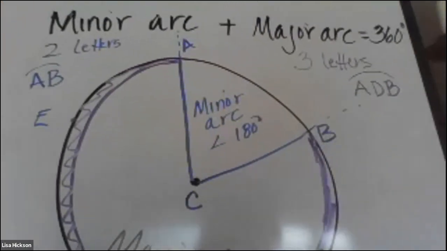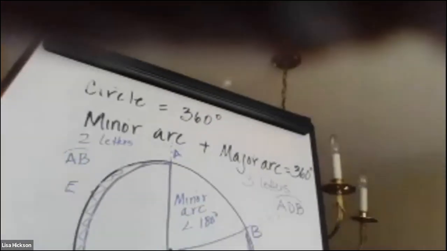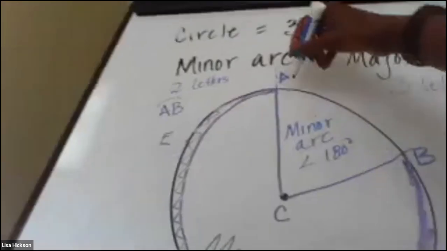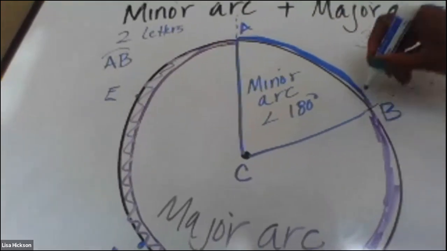Make sense? A little bit? Possibly? Could be? All right, cool. So this is the minor arc, and the major arc is purple. Okay, all right, so I'm going to go back to our slide.